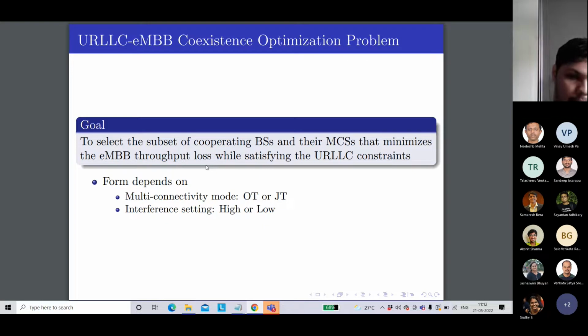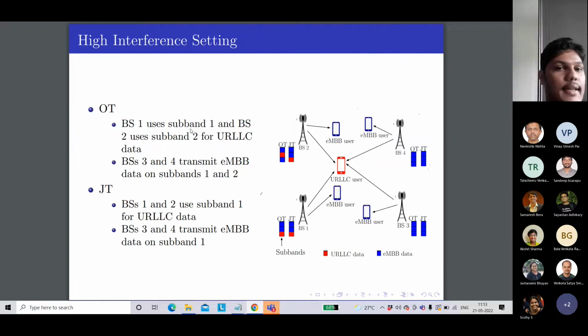Now, the form of the optimization problem depends upon the multi-connectivity mode, whether we are using orthogonal transmission or joint transmission, and the interference setting, whether the interference is high or low. We saw what OT and JT multi-connectivity types are. Now we'll see these high and low interference settings. What is meant by them? First thing is the high interference setting. So what happens here? Now let's take the case of OT. So we can see this is the OT.